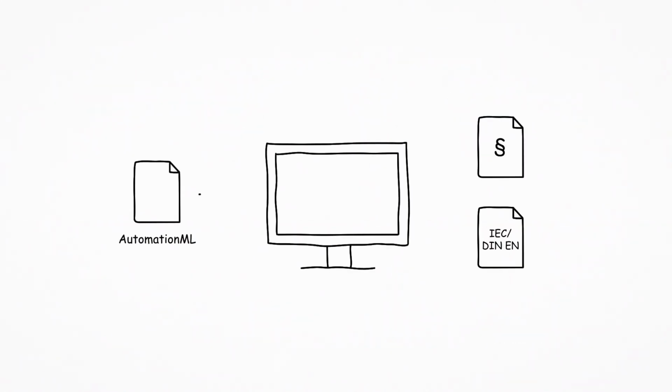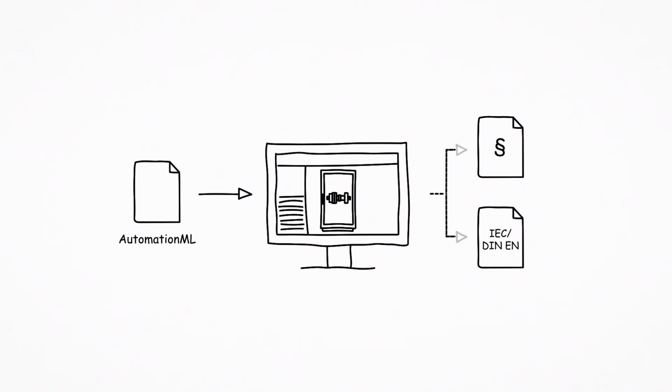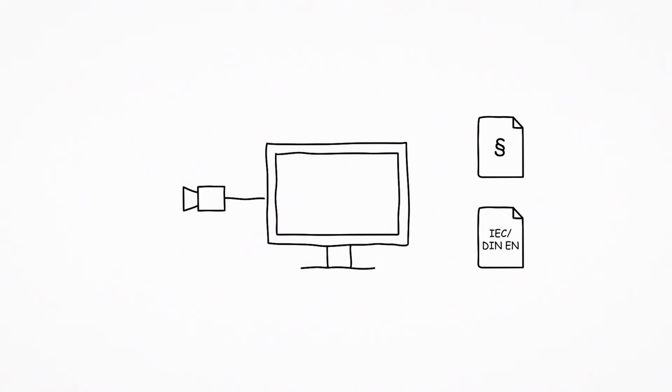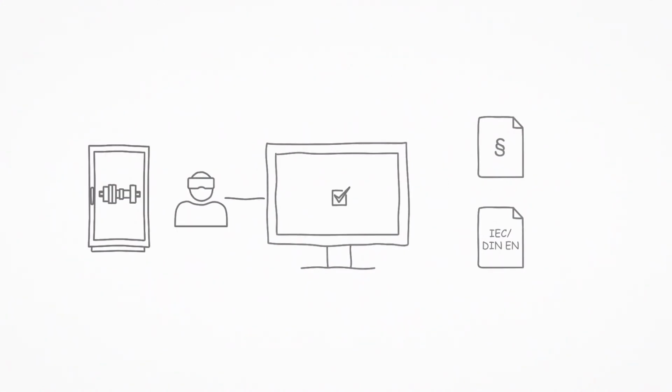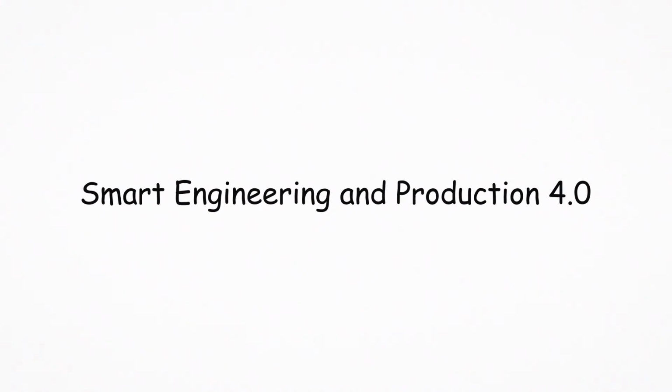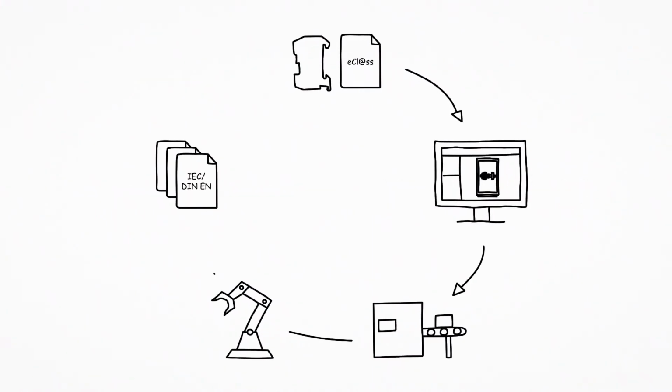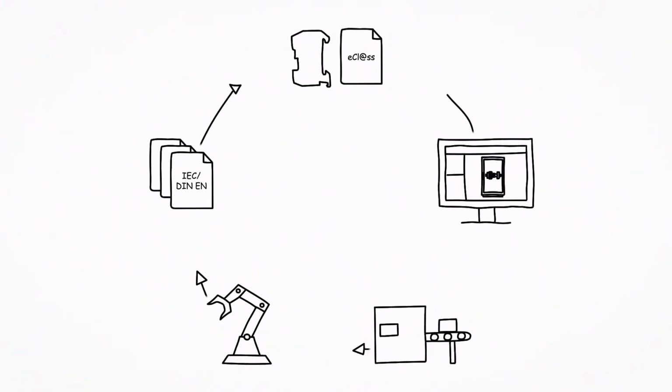Moreover, by using test instructions and parameters, the digital product description in Automation ML format is suitable for supporting software-based testing against digital standards in engineering and production. Smart Engineering and Production 4.0, increasing productivity through standardization, digitalization, and networking.